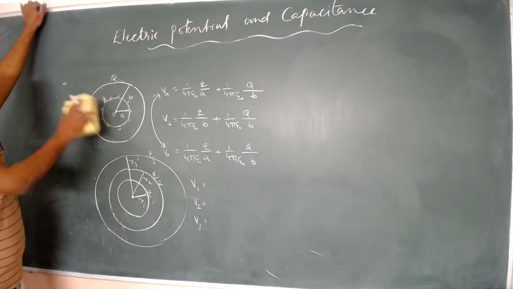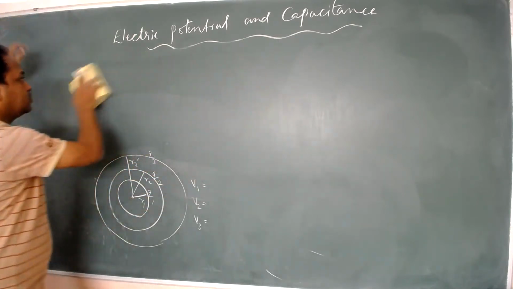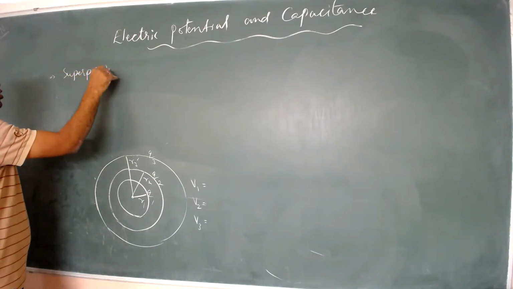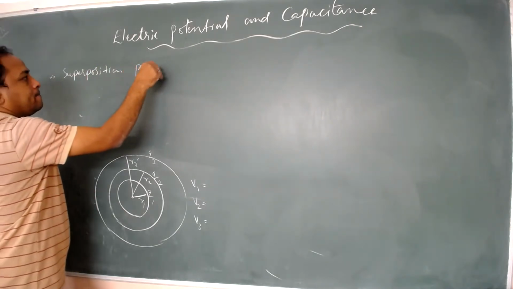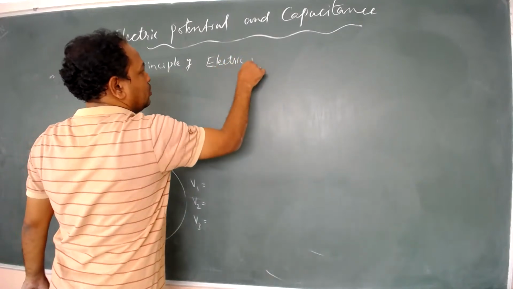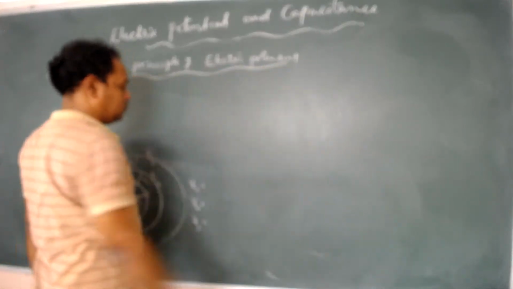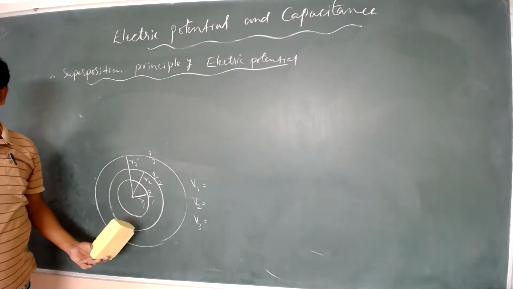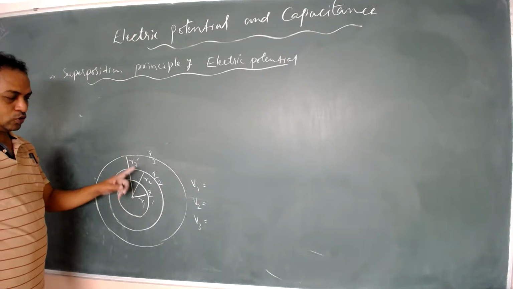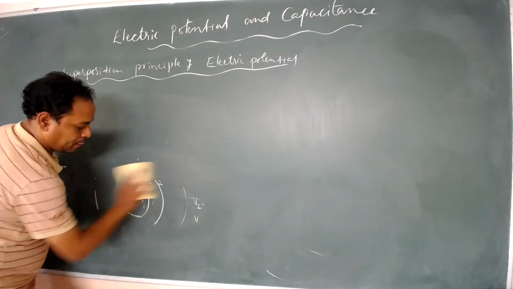Shall I write this? Next is superposition principle of electric potential. Shall I write this one? Is that correct? Q1, Q2, Q3, R1, R2, R3. Very simple. Find out V1, V2, V3. Right.